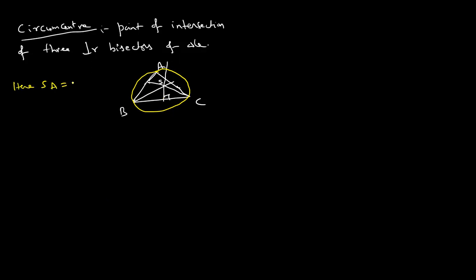Understand? SA is equal to SB is equal to SC is equal to circumradius. Circumradius means what? Anyone? Radius. Circumradius. You understand? Very important, right? Circle is passing through all the vertices of a triangle ABC. Perpendicular, right? Now, hurry up.